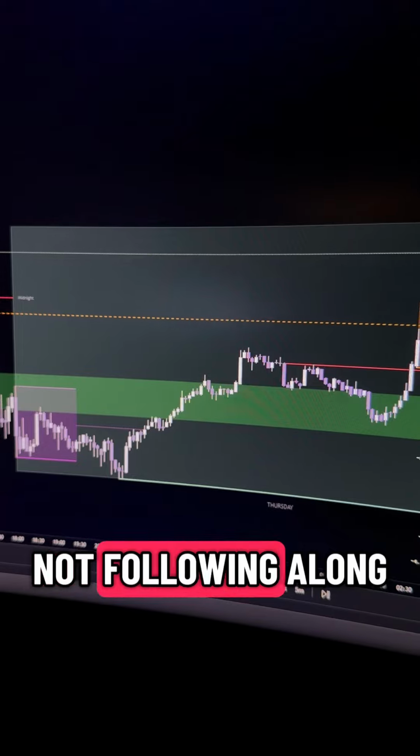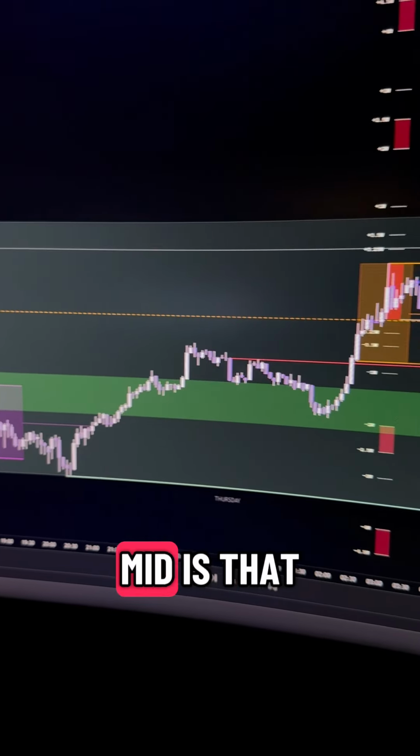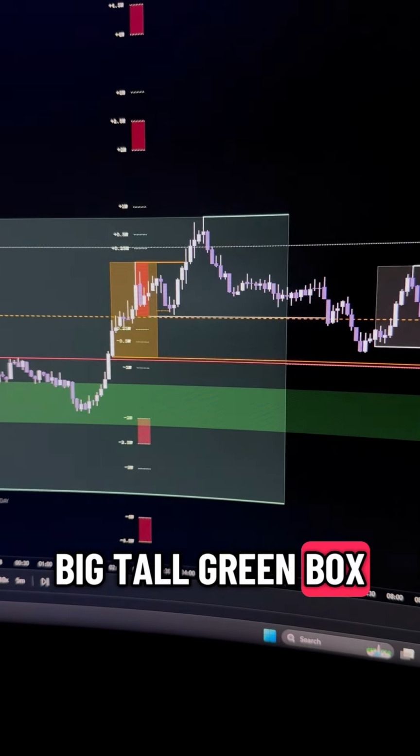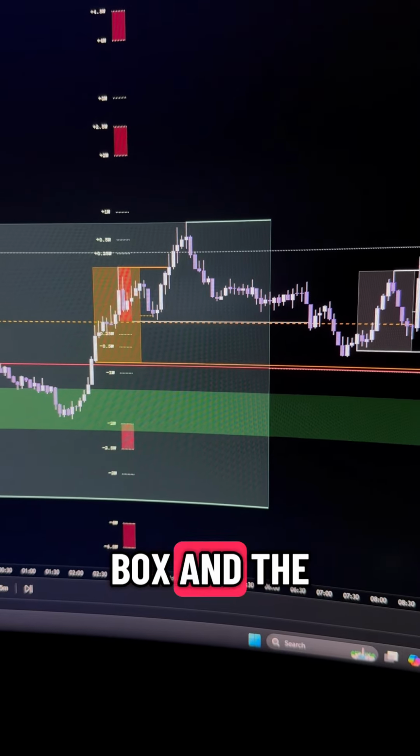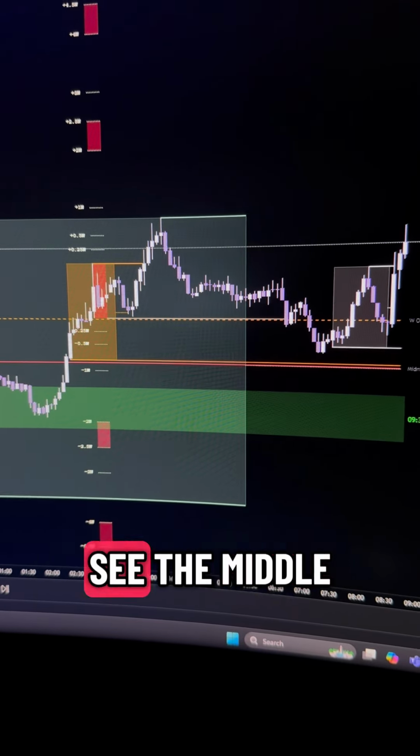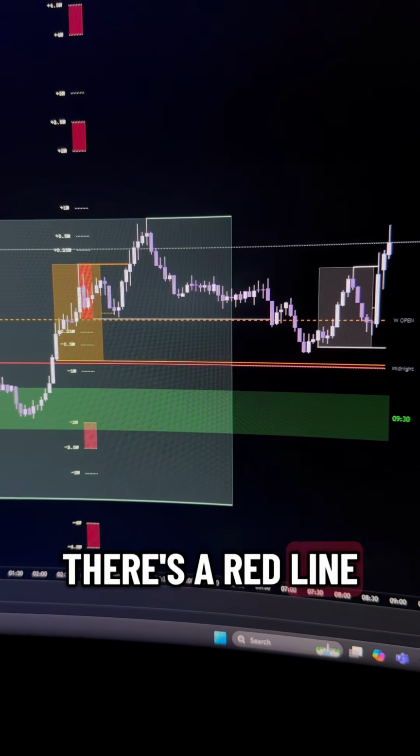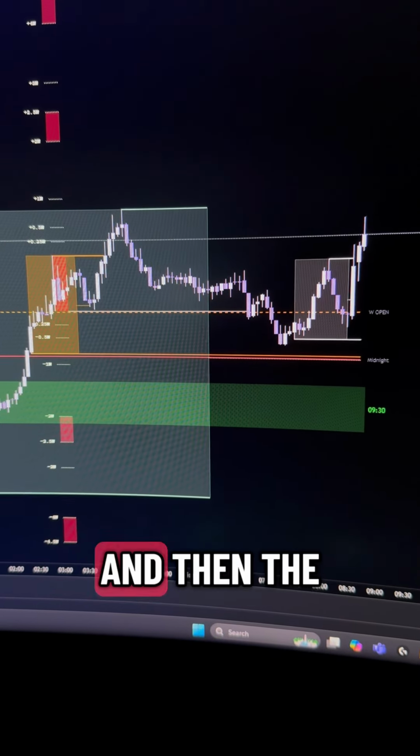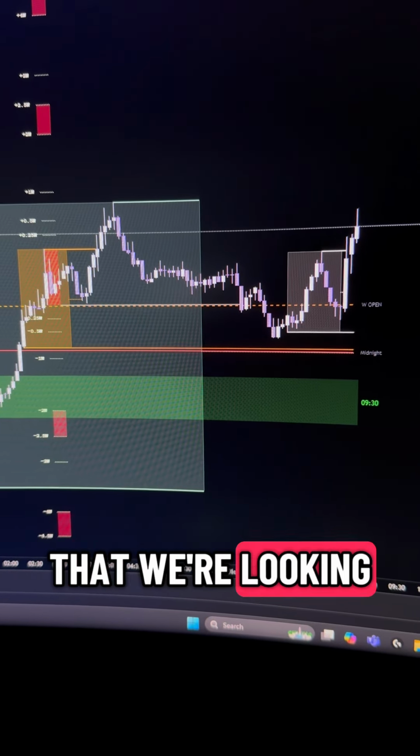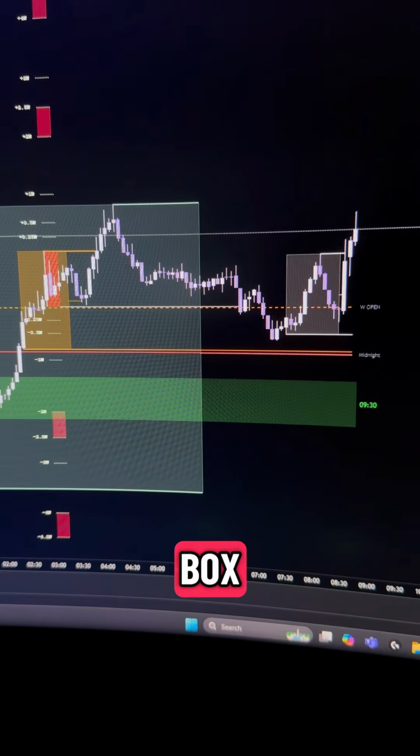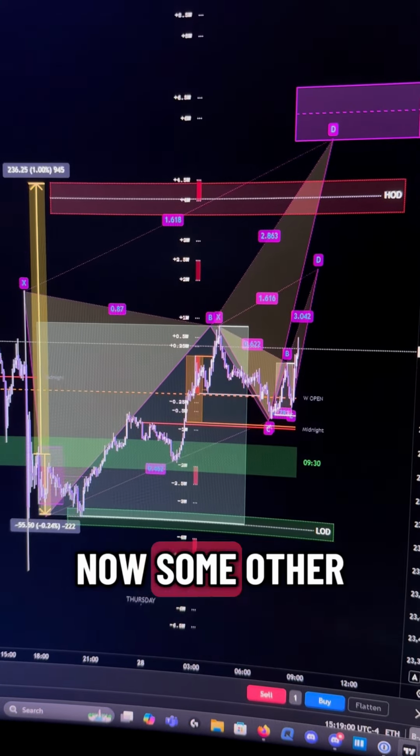If you are not following along, the 12-hour mid is that big, tall green box, the light green box, and the middle of that. You can't really see the middle of it because there's a red line that's the midnight line. And then the New York 1 that we're looking to come back to the bottom of is the white box.